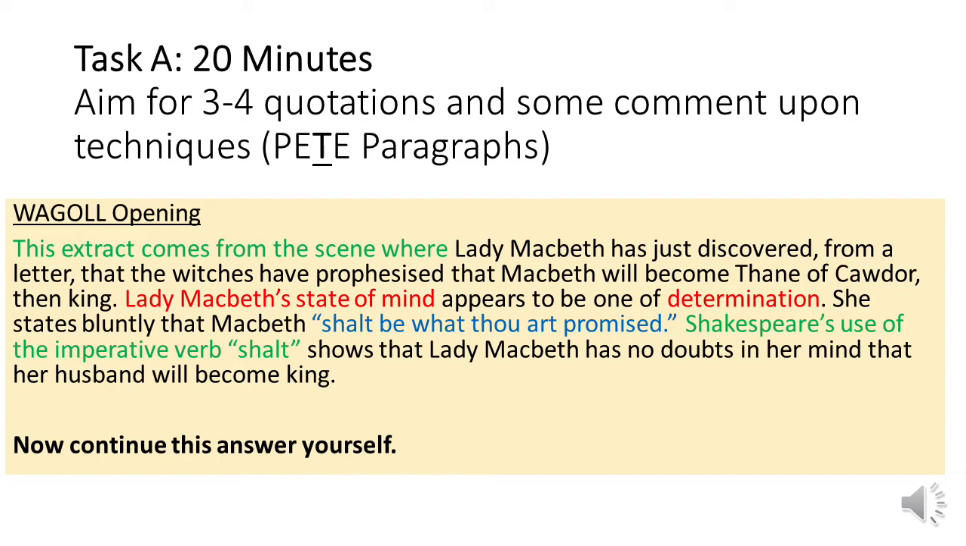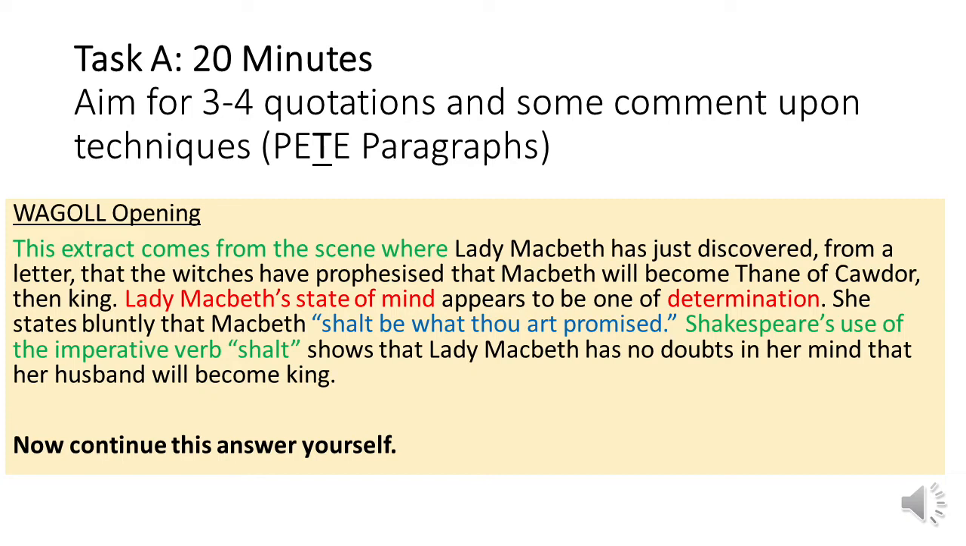She states bluntly that, always try and get quotes in, "Macbeth shall be what thou art promised." Shakespeare's use of the imperative verb "shalt" shows that Lady Macbeth has no doubts in her mind that her husband will become king. So that verb, maybe it's a modal verb actually, but it's saying to us Macbeth's going to become king. So there's a really good opening.